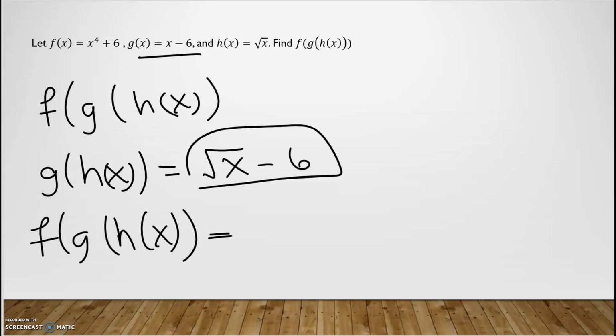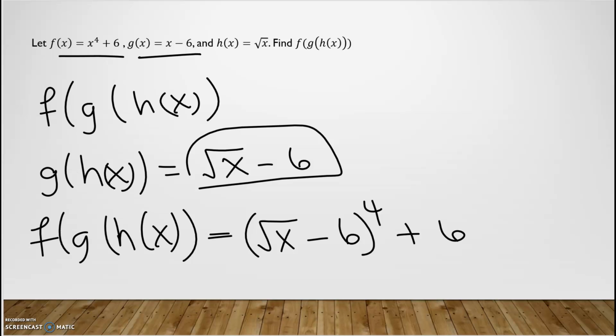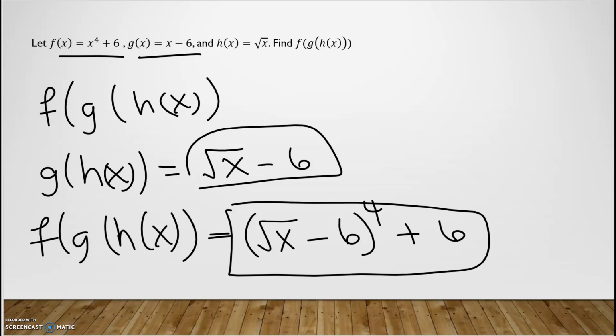And then f of g of h of x. Now I'm going to put this whole thing into f. So this is going to be the square root of x, minus 6, that whole thing raised to 4 plus 6. Now we could expand out the x squared minus 6 raised to 4. We could expand that out, but I'm going to leave it like this. So this would be our final answer for f of g of h of x.